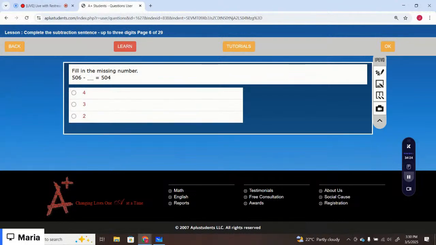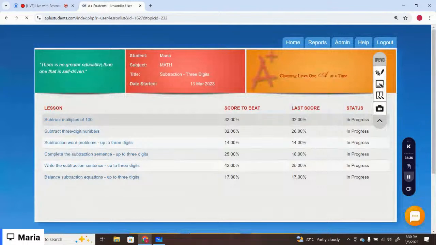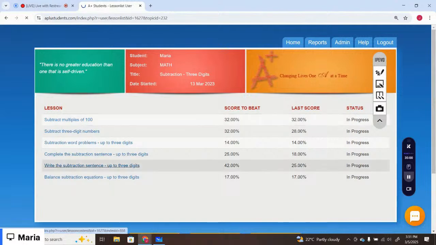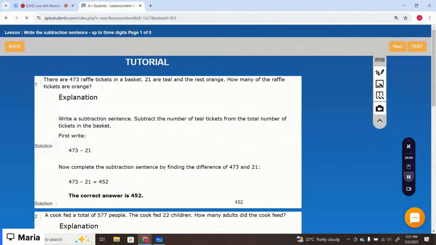Okay, you can complete the lesson by yourself later today. Let's just move on to the next lesson. The next lesson is write the subtraction sentences up to three digits. Let's just start with the test questions.